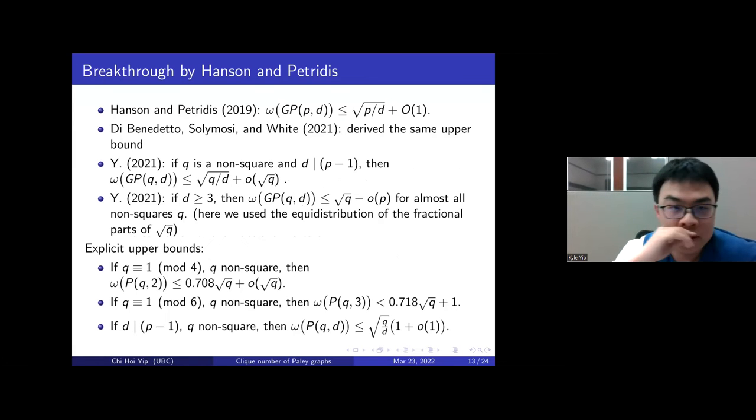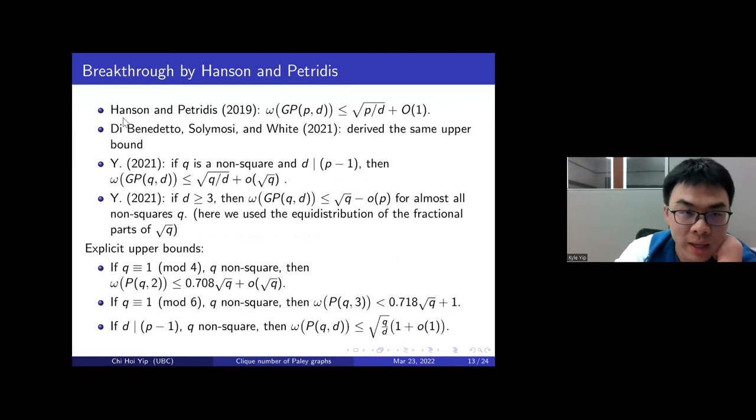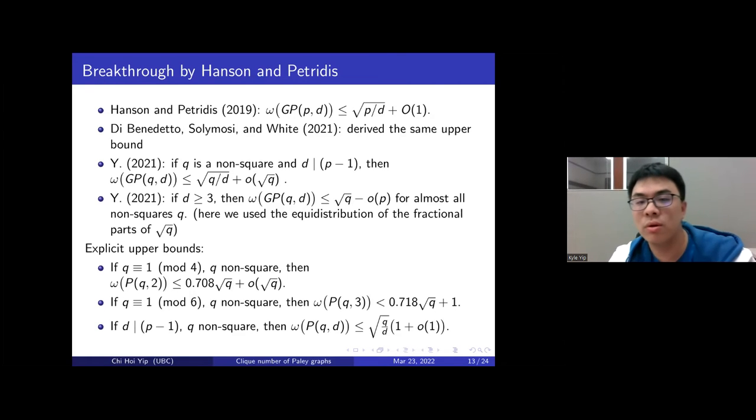Then three years ago, Hanson and Petridis made a breakthrough in this topic, where they managed to improve the trivial bound by a multiplicative constant. What they can show is that if we consider the generalized Paley graph GP(p, d), then the clique number can be improved from square root p to square root of p over d. So they improve the trivial bound by a multiplicative constant, which is equal to square root of 1 over d.